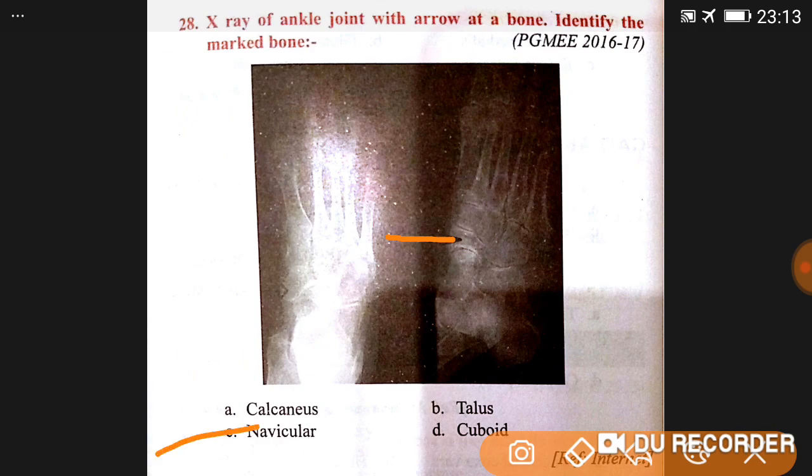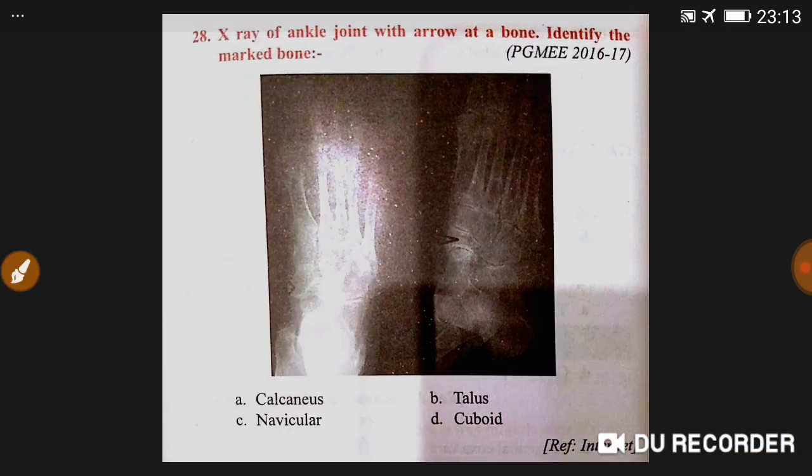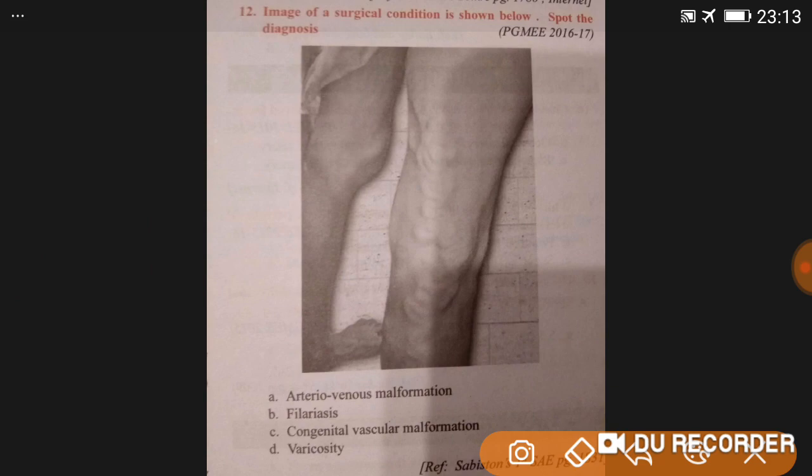Navicular. This is navicular. Image of surgical condition is shown below. Spot the diagnosis. What is it? In old age we see such. What is it? Varicosity. It's varicosity. D.